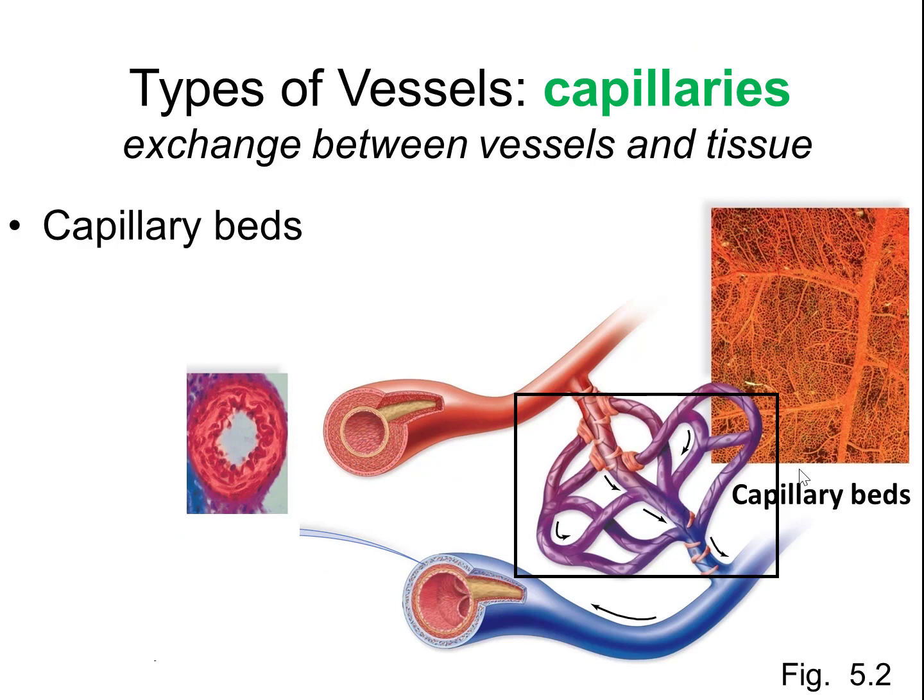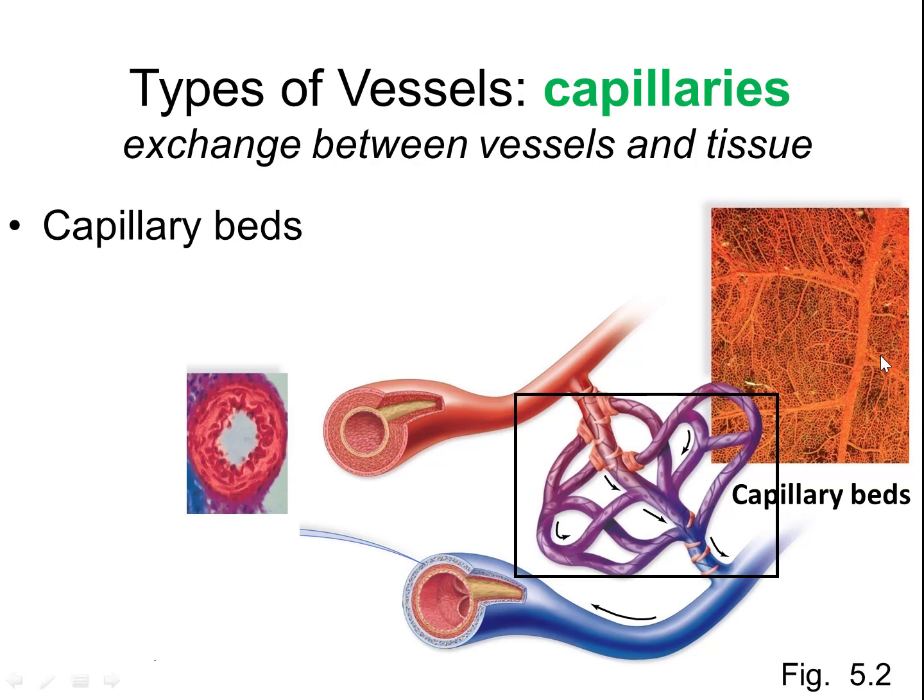Next, we have the capillaries. Capillaries, remember, exchange between vessels and tissue. So, for instance, here are the arteries, arterioles, and then now we have the capillaries. And the capillaries, you'll notice, branch out. And we call the branching out a capillary bed. Over here is actually a real picture of capillary beds, and you can see the entire network.